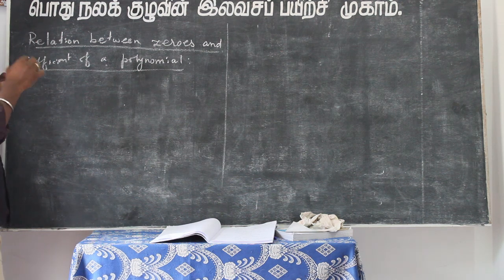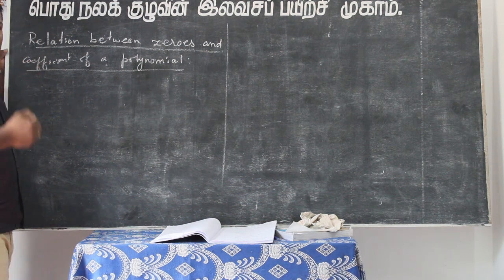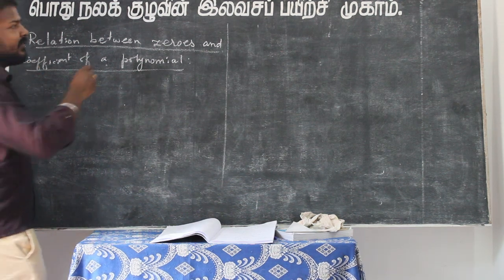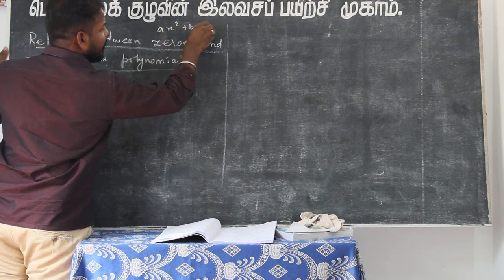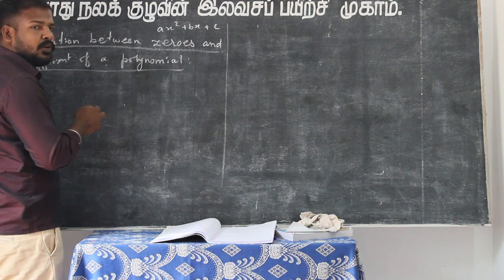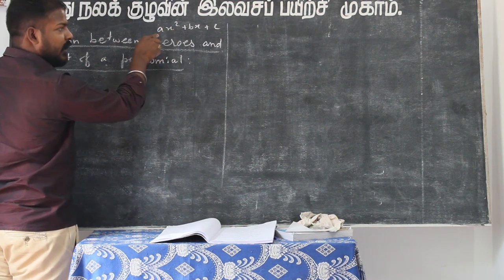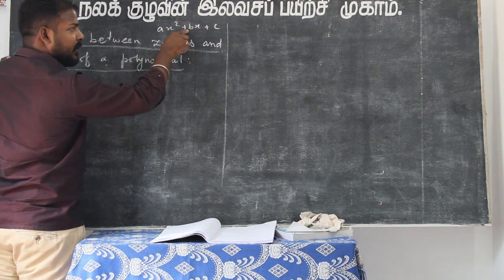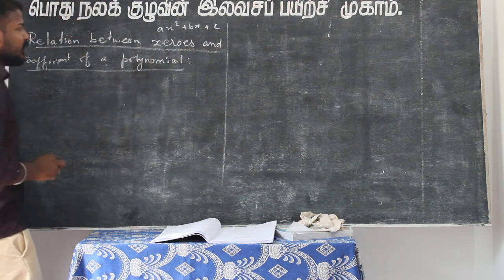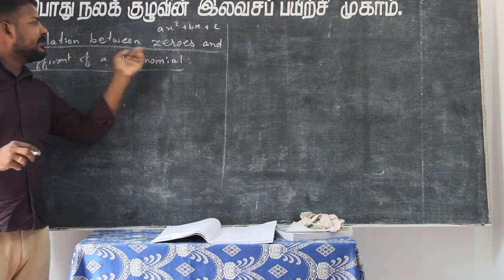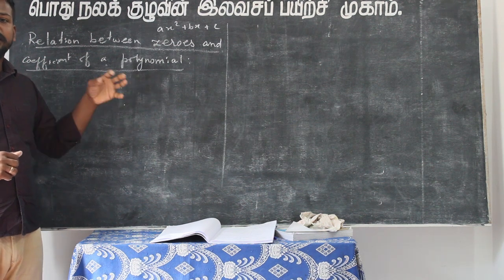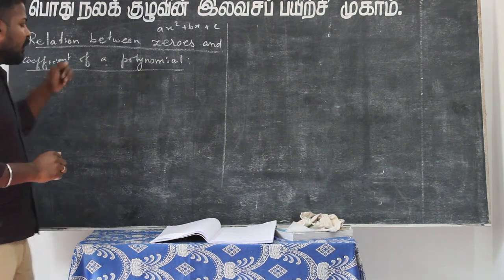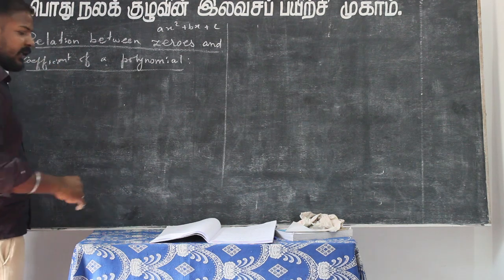So already we know that the general form of the quadratic equation is ax square plus bx plus c. Here what is the coefficient of x square? A. What is the coefficient of x? B. So this is your c. So what are the zeros of the polynomial? In the last exercise we saw zeros of the polynomial. So now we will prove the theorems here.